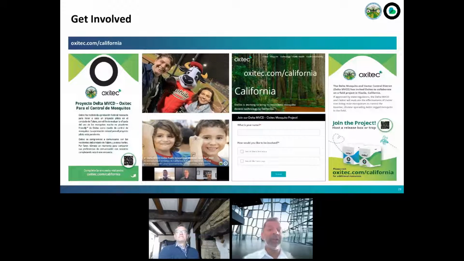In addition, in Visalia proper, we are going door to door, and we are handing out door hangers. We're handing out flyers, and they have a URL code on them. You can scan that with your phone, and it'll take you to our website. Tell us where you are and how you'd like to be involved.